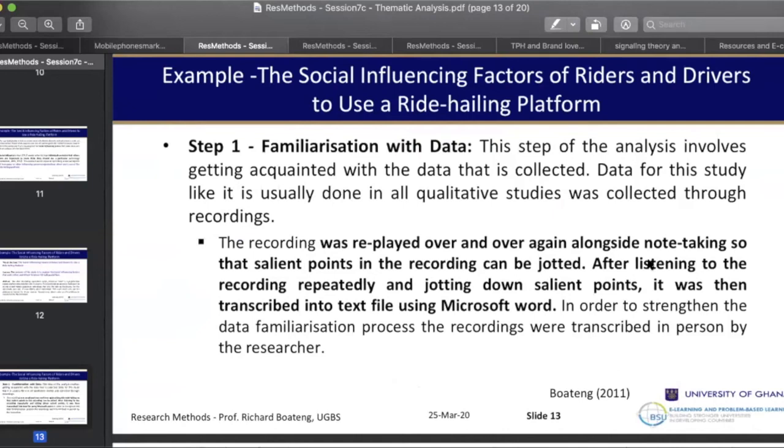The recording was replayed over and over again, along with note-taking. Remember what I told you, so that the salient points in the recording can be jotted down. After listening to the recording repeatedly and jotting down salient points, it was then transcribed into a text file using Microsoft Word. So you see, he's telling you what he's doing. In order to strengthen the data familiarization process, the recordings were transcribed in person by the researcher. So if somebody wants to really show his analytical process, especially a PhD student who is using thematic analysis, he can break down the steps into all the 6 steps and tell us what he did at each step.